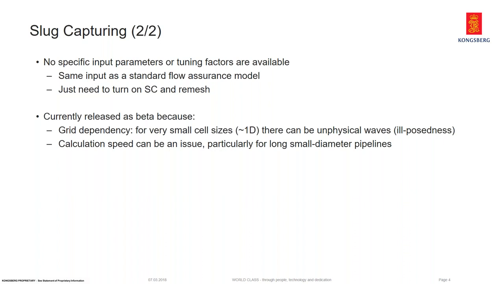But ideally, we would like to prove at what grid size the results become grid independent. And for that, this is an issue, so it's something that we're actively working on. And also the calculation speed, because of the small cell size, can be an issue, particularly for long pipelines that have a small diameter. Interestingly enough, for slug capturing, it's actually an advantage in terms of calculation speed to have a large diameter pipeline, because it's less restrictive on the cell size.